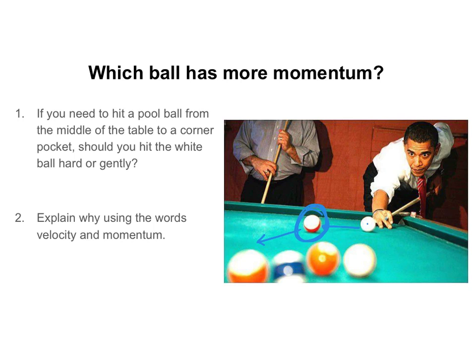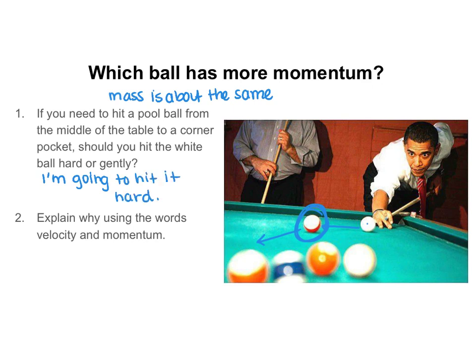Okay. So all the balls on the table are made of the same thing. So their mass is about the same. So the variable that we're looking at here is velocity. If I want that ball to go fast, I'm going to need to hit it hard. So I'm going to hit it hard. Okay, now I want to explain why.